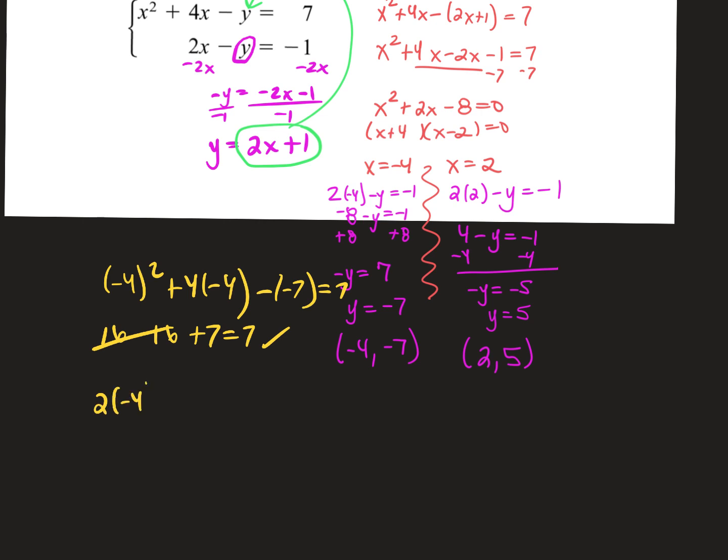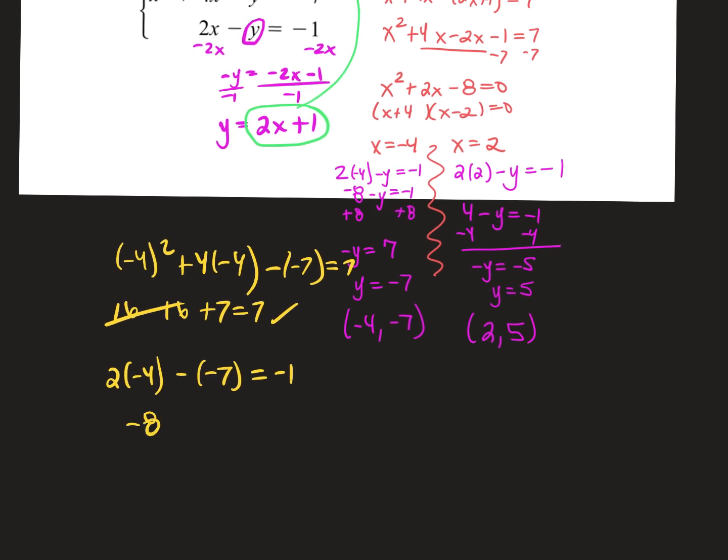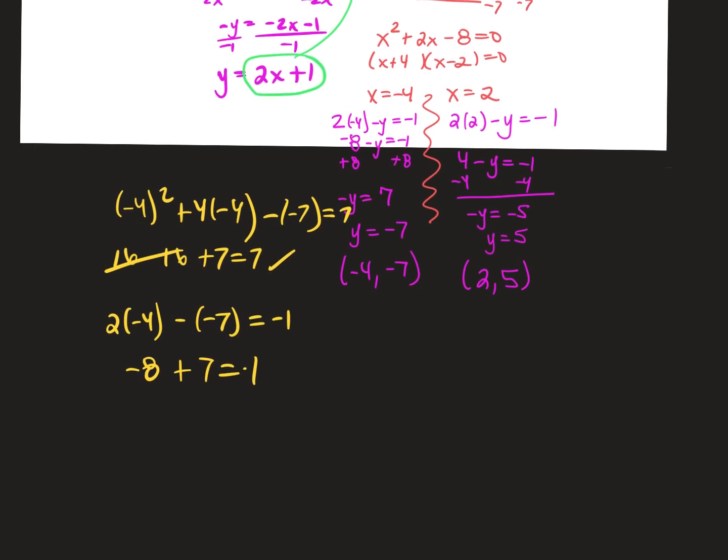Now go to the second one. 2 times negative 4 minus, excuse me, a negative 7. Does it equal negative 1? 2 times negative 4 is negative 8. Minus the negative is plus. Negative 8 plus 7 is negative 1. Does it equal negative 1? Yes. So you know that this answer is correct. Takes 2 seconds, guys. Just plug back in and make sure.